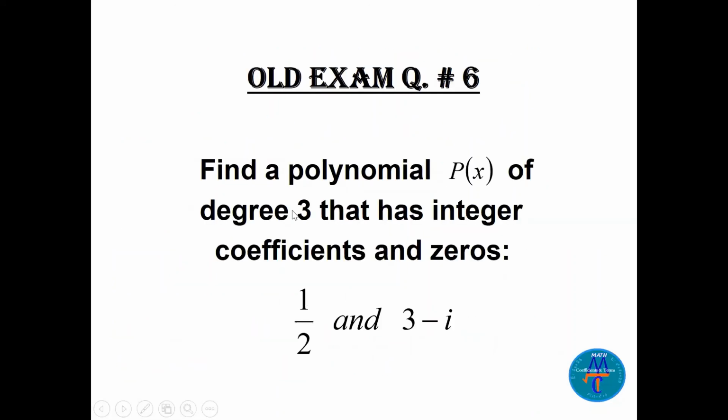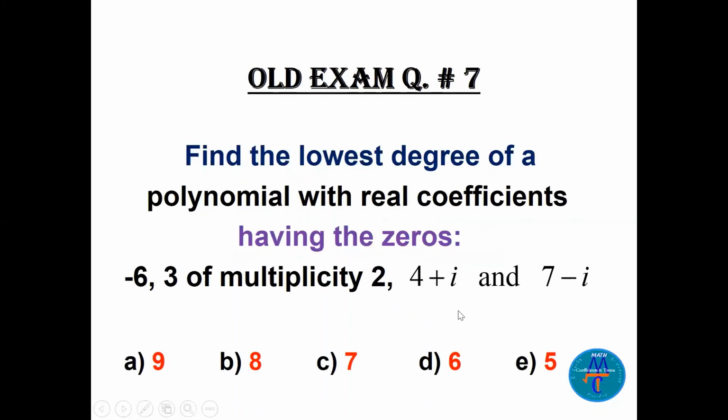Question number 6, find a polynomial p of x of degree 3 that has integer coefficients and zeros one half and 3 minus i. Find the lowest degree of a polynomial with real coefficients having the zeros minus 6, 3 of multiplicity 2, 4 plus i, 7 minus i. So we need here only the degree: 9, 8, 7, 6, 5.